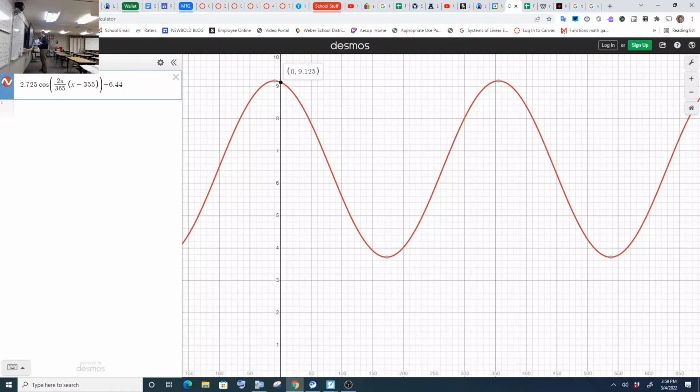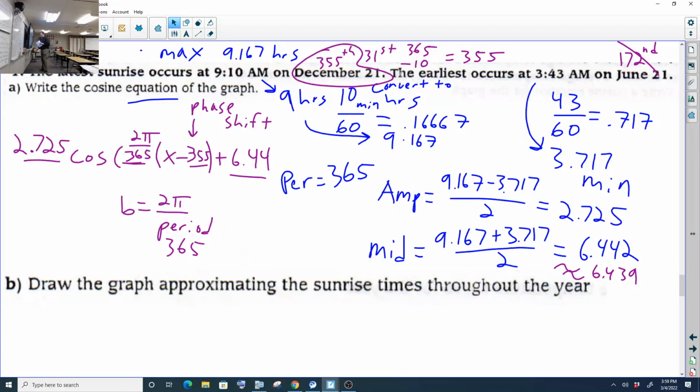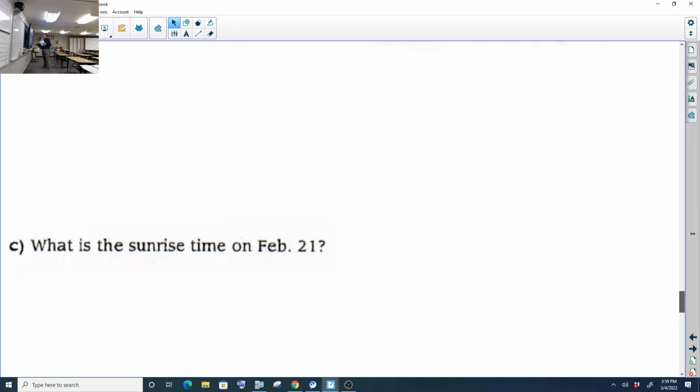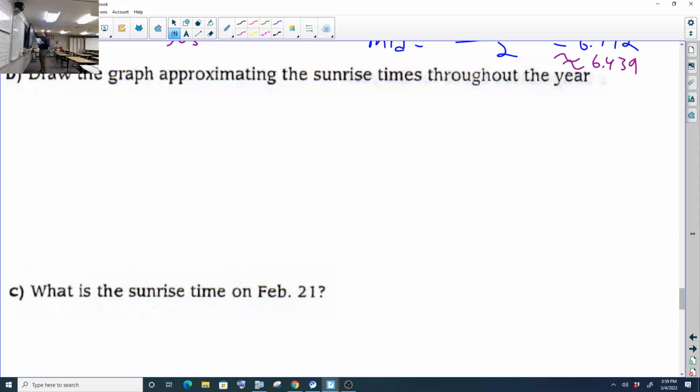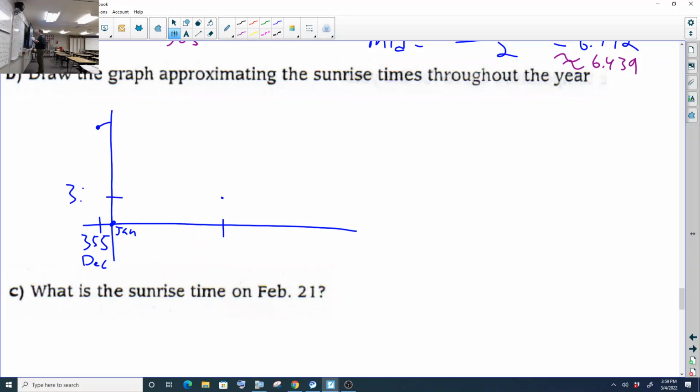So there's our graph. You can go ahead and sketch that graph there. Draw the graph approximately. Awesome. You want to draw that graph on your paper so you get used to drawing these things and doing them accurately. Again, right about here is where our December 21st is, right? That's the 355th day of the year. And then we'll start in January again. There's January. So that's December. That's January. Good. And then we get all the way down to our minimum right about here, right? Our minimum is at like 3.72-ish.